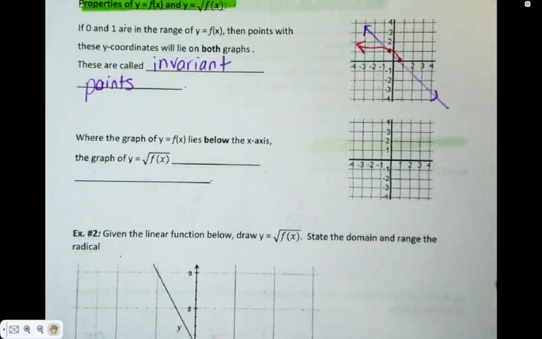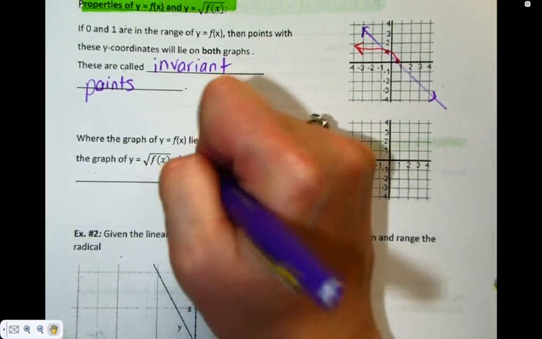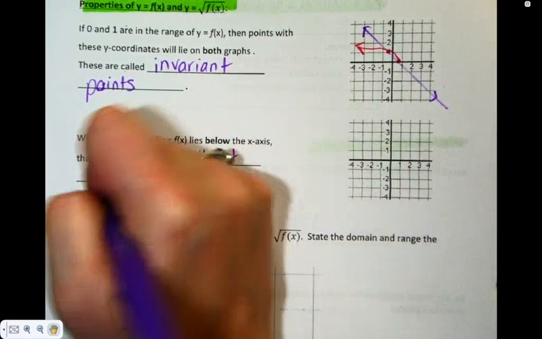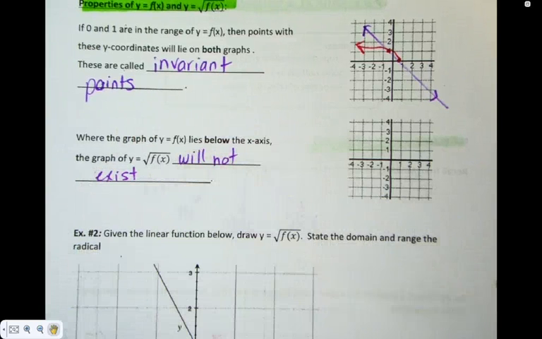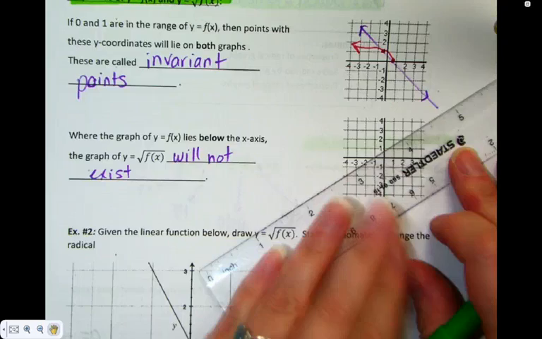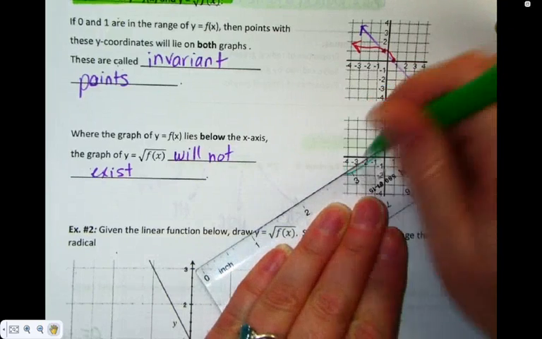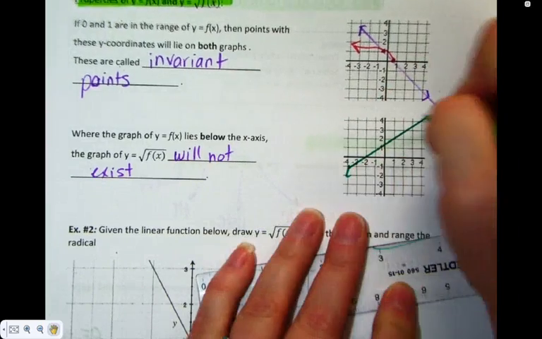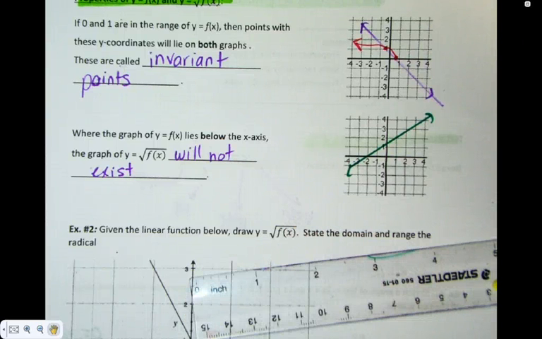The second point you need to know is where the graph of y equals f of x lies below the x-axis, the graph of y equals the square root of f of x will not exist. Why? Because you cannot square root negative numbers. So I'm going to draw any line. I'm just doing it in the other direction for fun. Again, there's no particular place I'm putting this line. I'm just putting a line somewhere with a positive slope.